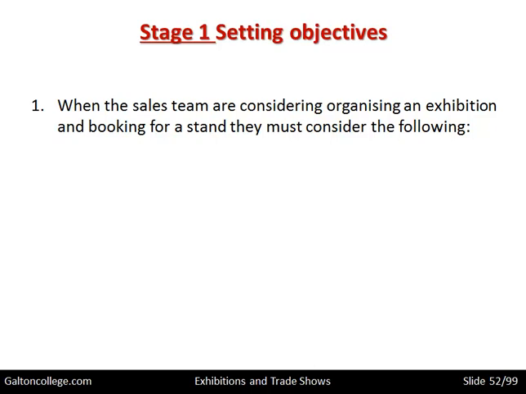When sales teams are considering organising an exhibition and booking for a stand, they must consider the following: the size and location of the stand. Not all the stands in the exhibition are equal. Some are in the main area where people walk in and are guaranteed to see the stand, and some stands are way down the back, and people may not even get there. So the exhibitors need to know where their stand is going to be, and there's a lot of competition amongst them to get the best position because they want to maximize their presence at the show.